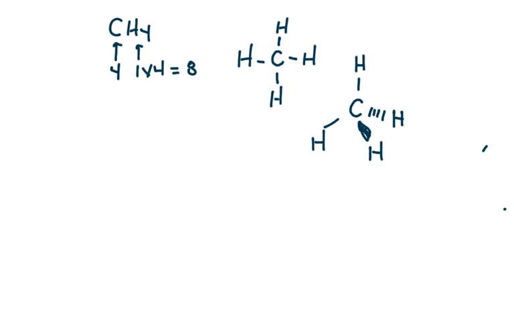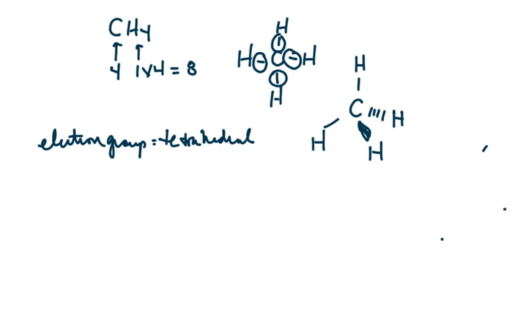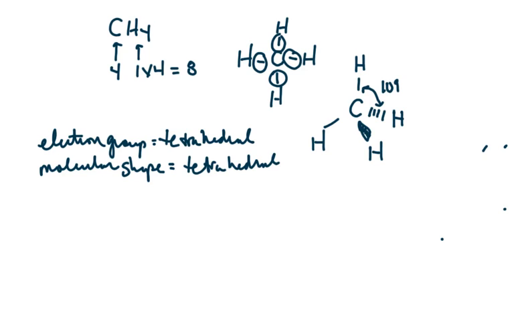And so the electron group arrangement, because there's 4 electron groups, so 1, 2, 3, 4, is what's called tetrahedral. There's no lone pairs in that central atom, so the electron group arrangement and the molecular shape are the same. Now, it turns out that the bond angles here are 109.5.